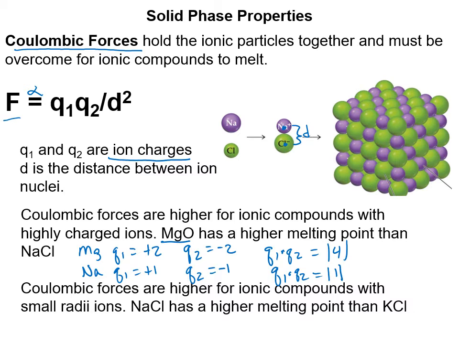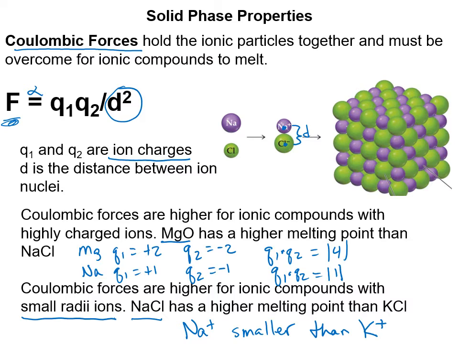Coulombic forces are higher for ionic compounds with small ionic radii because the smaller this value is, the larger your force is going to be. Hence, NaCl has a higher melting point than KCl, and that is because Na plus is smaller than K plus. When you are writing these essays, make sure that you are always talking about the ions and not the atoms.